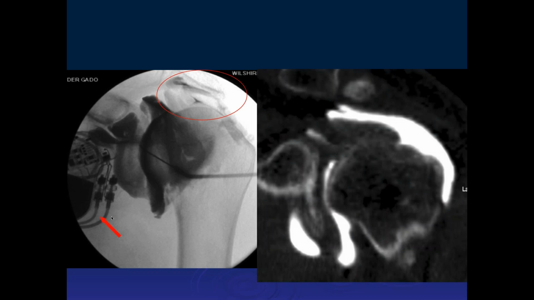So what occurred here? So we see the contrast going to the subacromial subdeltoid bursa. What kind of study is this?